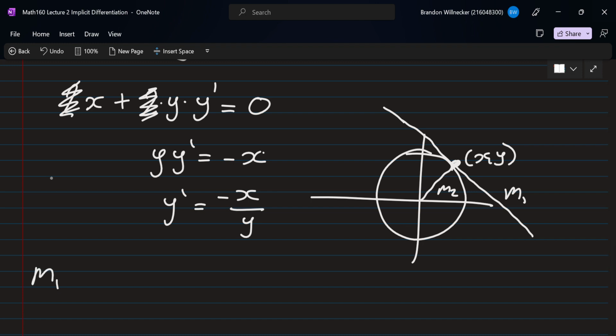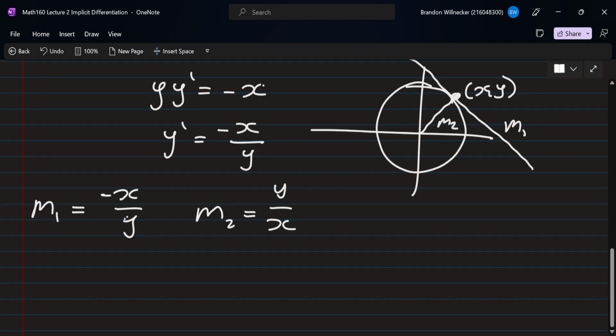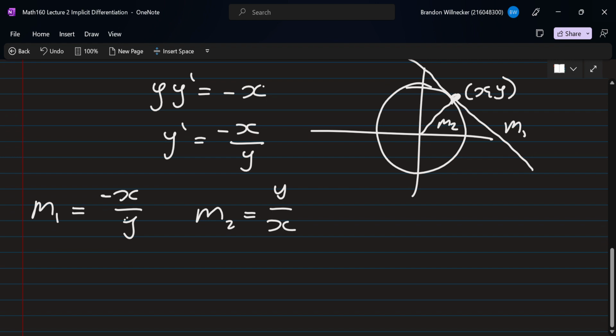Firstly, m1, the gradient of the tangent line, is this y prime that we found. On the other hand, m2, the gradient of the radial line: since the line is passing through the origin, there's no y-intercept to worry about. So this is quite easy to work out. It's just going to be y over x.